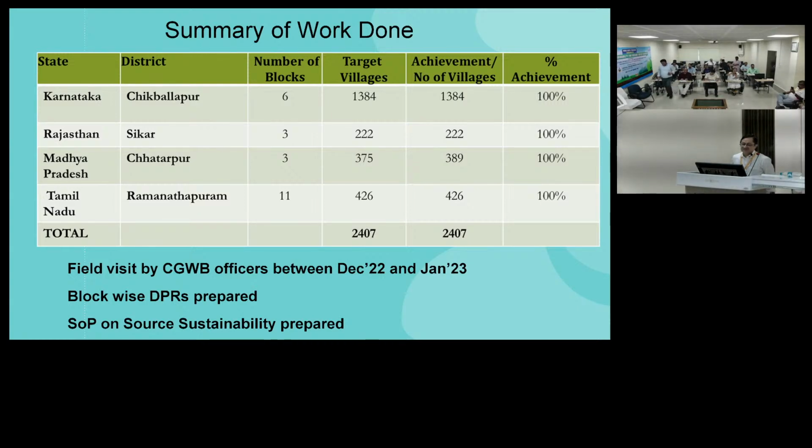So, and that Madhya Pradesh one is Chhatarpur. So, we have studied in this 3 months time a total of 2,407 villages, and during these 2 months only our officers have completed study of all these villages. We have prepared block wise DPRs, and all these districts have unique and different challenges, but ultimately our government wants that we should prepare an SOP so that every state can follow it in an easy way.